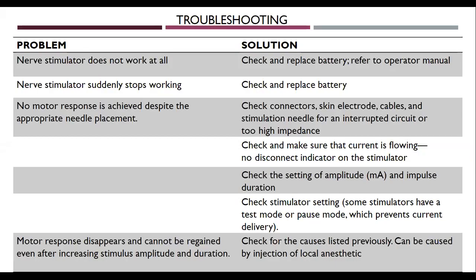Coming on to troubleshooting: suppose the nerve stimulator does not work at all, then check and replace the battery and refer to the operator manual. If the nerve stimulator suddenly stops working, check and replace the battery. If no motor response is achieved despite appropriate needle placement, check connectors, skin electrode cables, and the stimulation needle for an interrupted circuit or too high impedance. Check and make sure that current is flowing, with no disconnect indicator on the stimulator. Check the setting of amplitude and impulse duration. Check the stimulator setting, as some stimulators have a test mode or pass mode, which prevents current delivery.